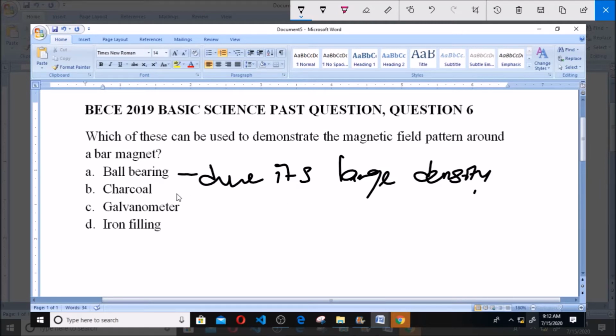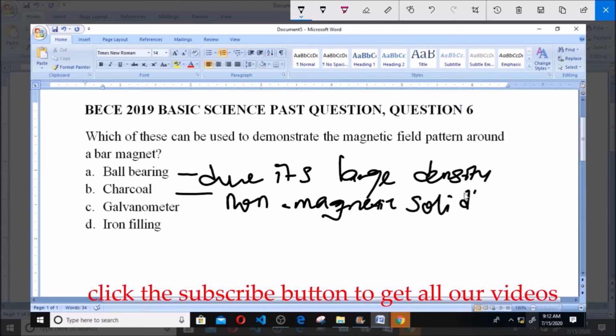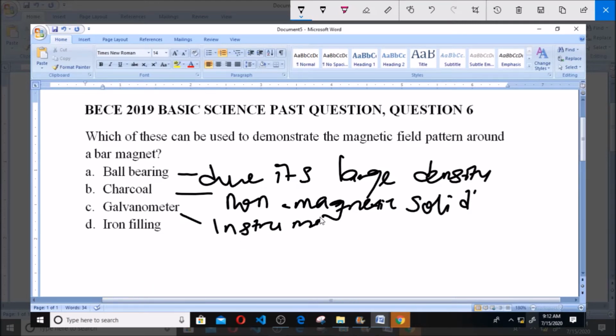Also, the charcoal itself, we know that charcoal is a non-magnetic solid, so therefore it cannot be affected by magnetic field. And then galvanometer is an instrument that is used to measure current. That small current is used to measure minute current, and so cannot be.